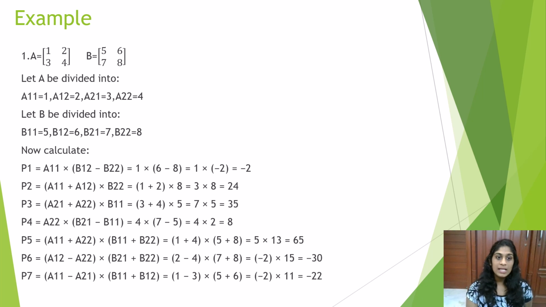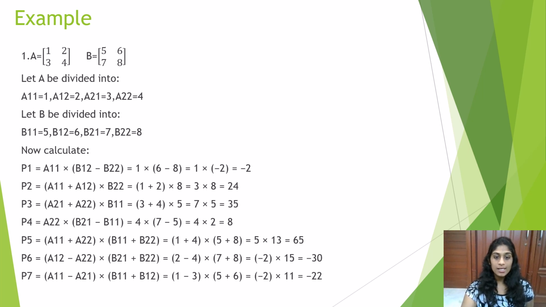And here is the example. A is 1, 2, 3, 4 and B is 5, 6, 7, 8. Let us now write it properly to understand. A11 is equal to 1, A12 is equal to 2, A21 is equal to 3 and A22 is equal to 4, and vice versa for B also. And now we have to calculate P1, P2, P3, P4, P5. Now after calculating, we have got P1 is equal to minus 2, P2 is equal to 24, P3 is 35, P4 is 8, P5 is 65, P6 is minus 30 and P7 is minus 22.